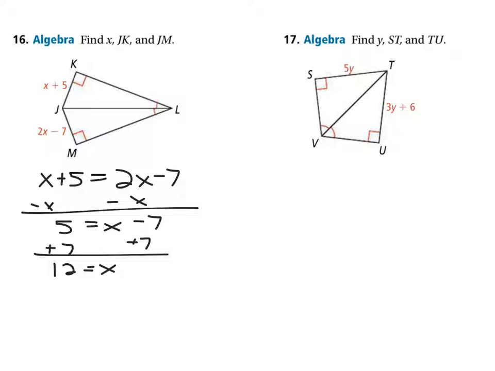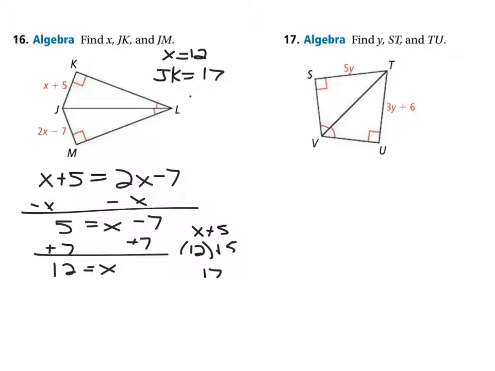Twelve equals x. So we can say up here, x equals 12. JK equals, and we'll find that in a second, by taking the expression for JK, which is x plus 5, and substituting it in. And we get 17. JK equals 17.